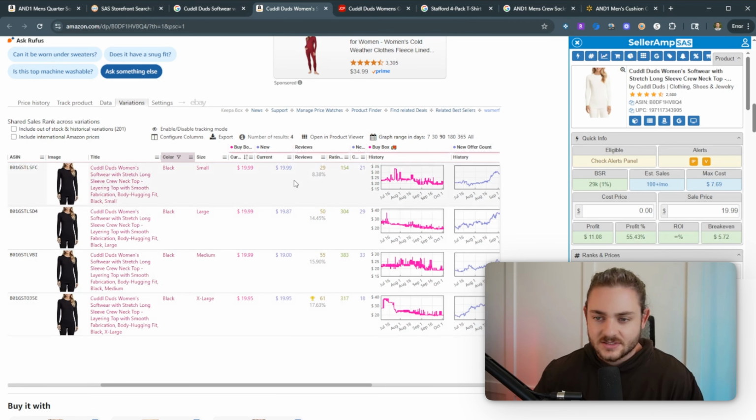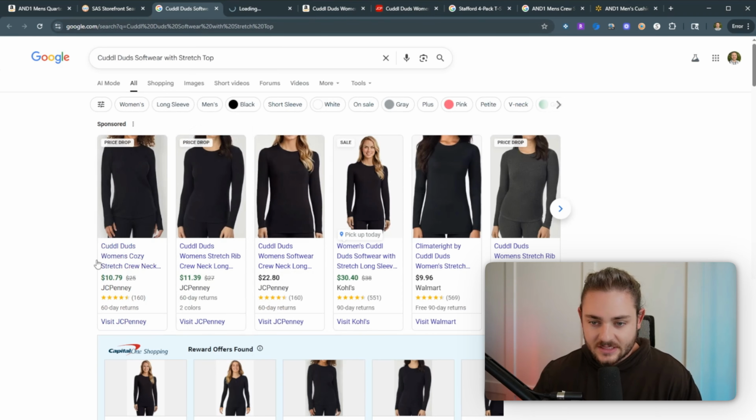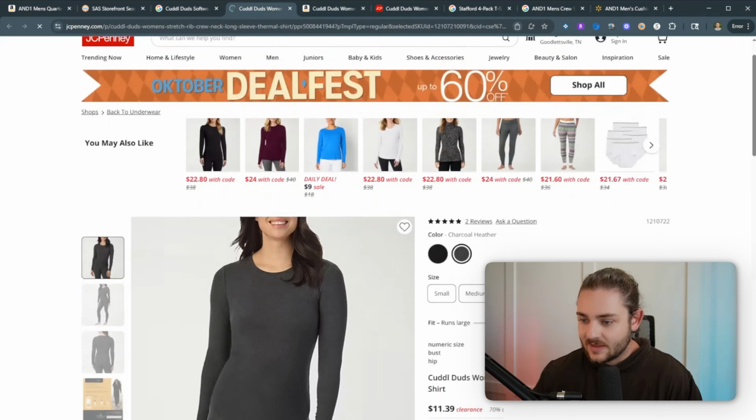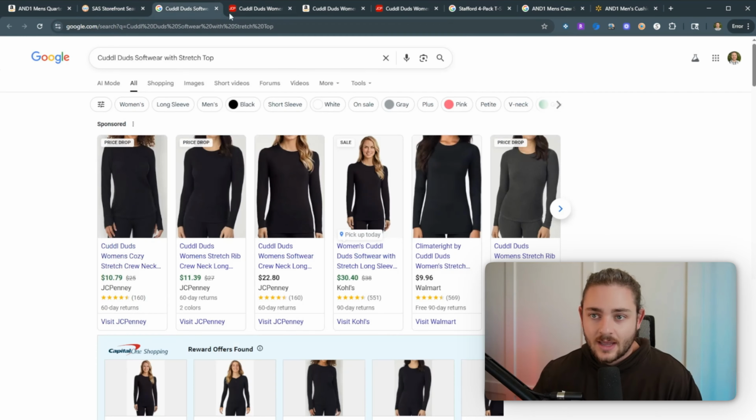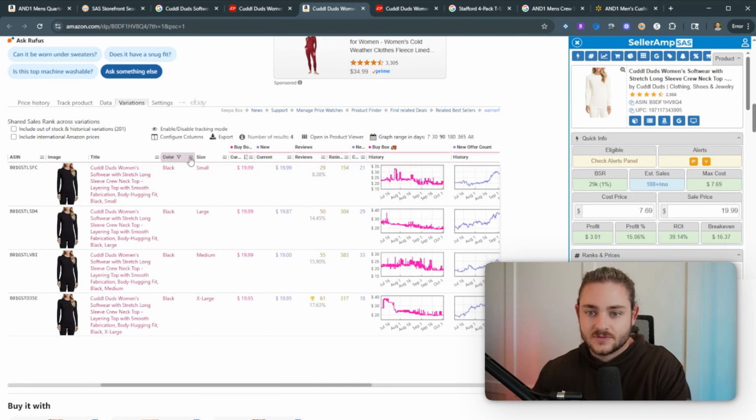And I'm also going to see all these are currently selling for 20 bucks, it seems. And if we're selling these for 20, we still need to buy it for $8 or so. So I don't think that's going to be super profitable. I do want to check and see if they have any other colors. And they do have charcoal heather, it seems like, maybe a little bit more expensive. So let's just go ahead and check for that.